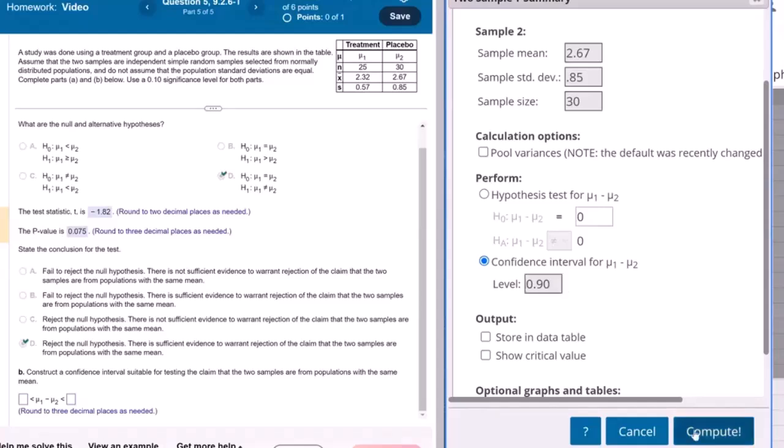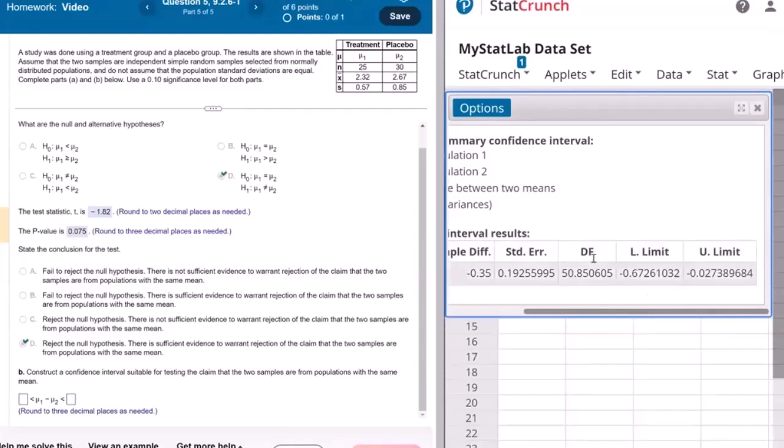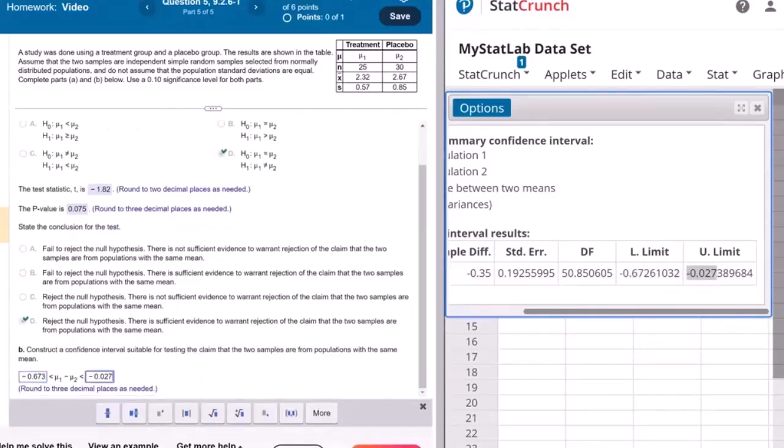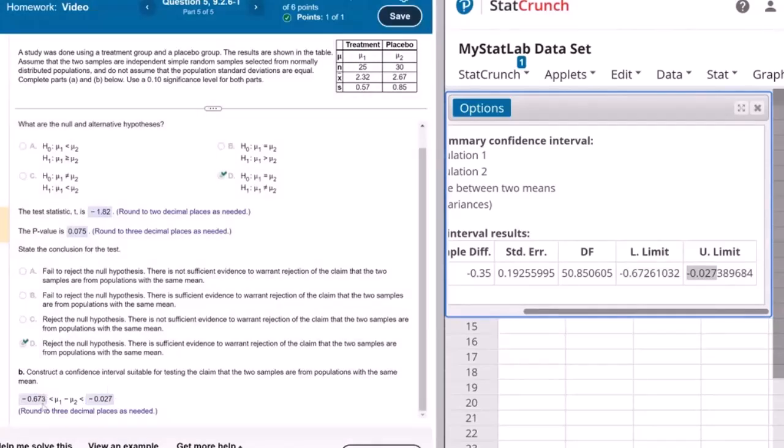We hit compute. This is our lower limit to 3 decimal places. That last number is going to be a 3. And my upper limit, check answer. I want to show you that here we rejected the null hypothesis, which meant that the sample means are not equal. This shows me that mu1 has to be smaller than mu2 because everything here is negative.